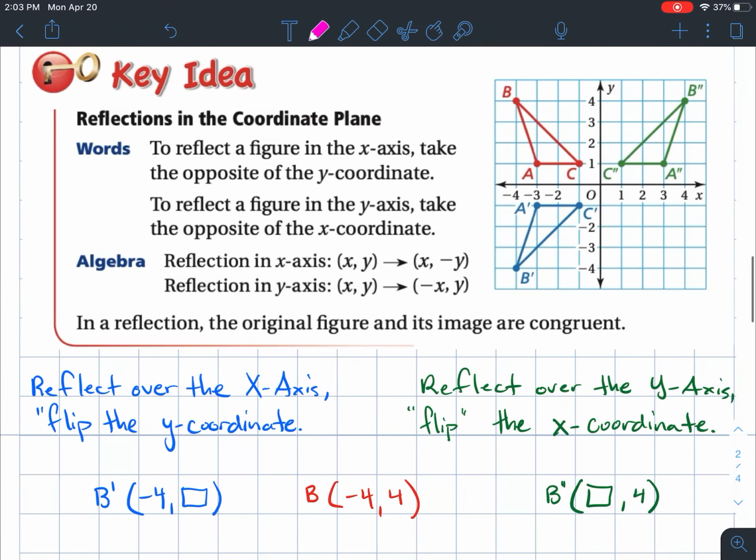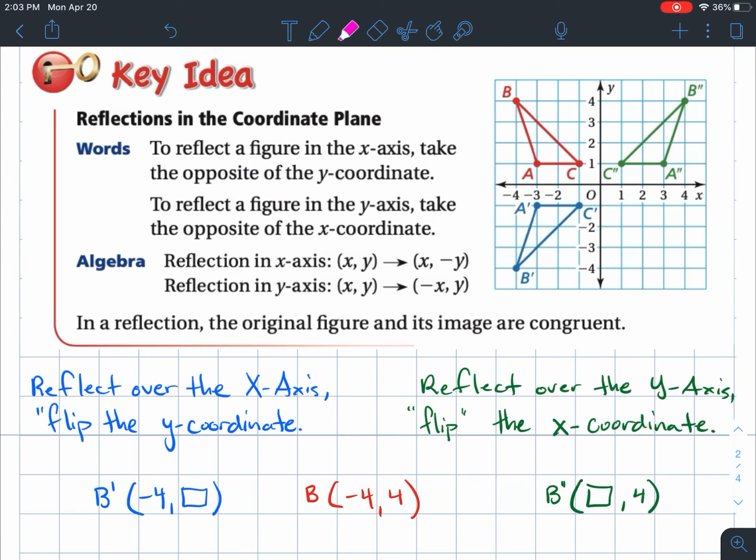So now here's our last example. This is a key idea taken from the Big Ideas math book. Real quick, this red image in the upper left-hand corner is going to be our base image. That's what we're going to use to perform two reflections. So to reflect a figure in the x-axis, you take the opposite of the y.